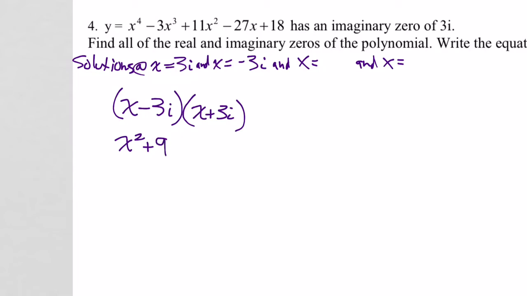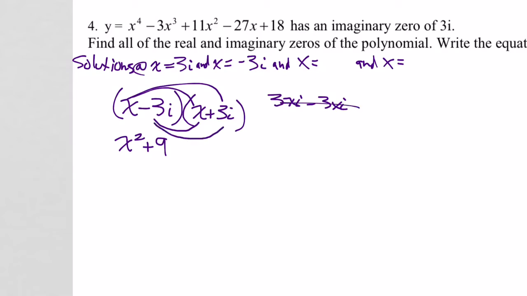But Mr. Reed, how did you do that in your head without doing any work? Well, look, x times x is x squared, and it would be a waste of your time to do x times 3i, because x times 3i is just going to be 3xi. And then your next step would be to do negative 3i times x, which would be minus 3xi, and they'd cancel each other out. So you just wasted your life doing that.